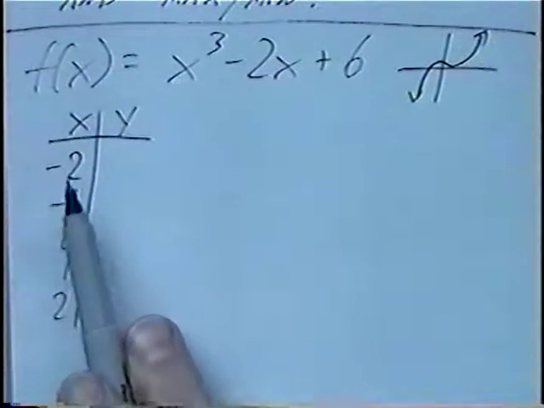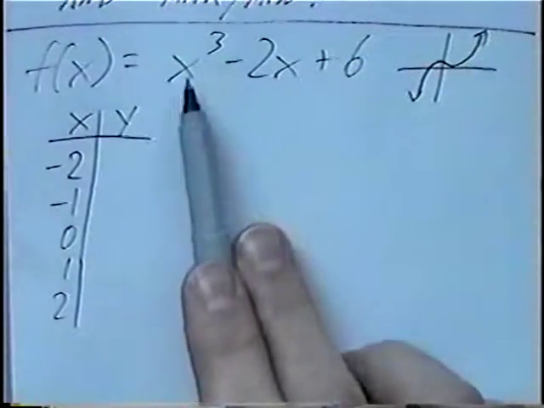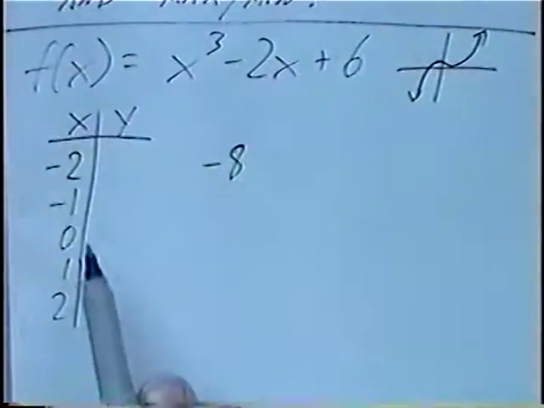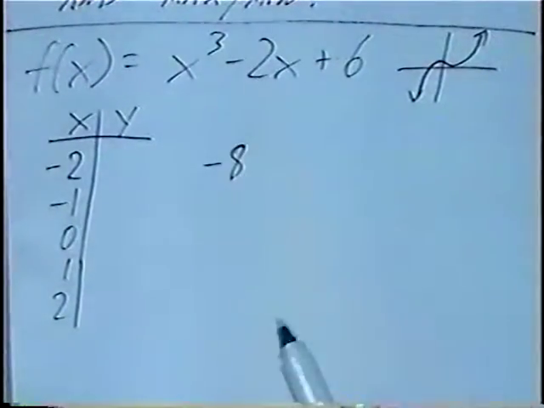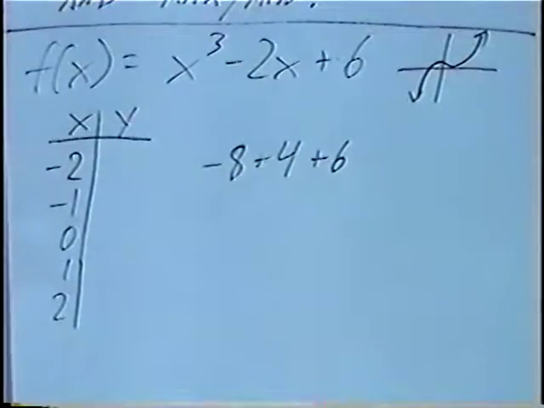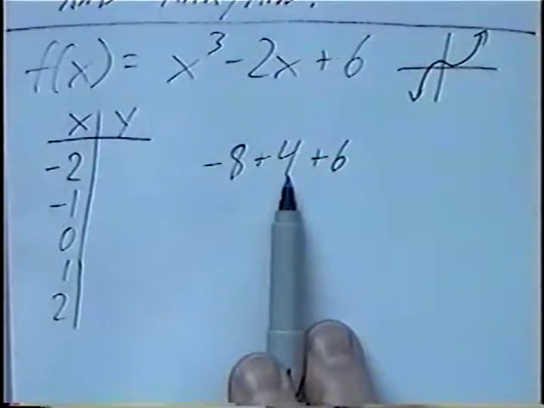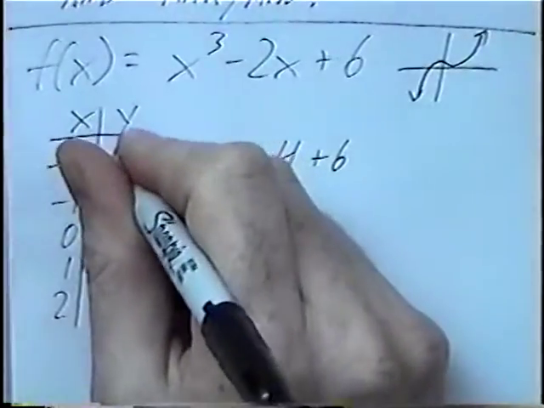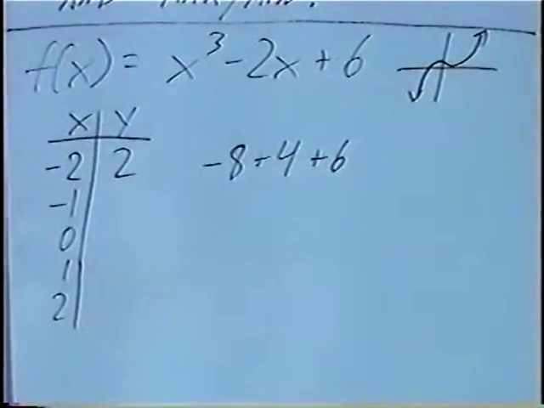Starting with -2, if you plug a -2 into the expression, -2 cubed would be -8. -2 times -2 would be +4, and adding 6 to that, we'll have -8 plus 4, which is -4, plus 6 would be +2. So our first value would be 2.